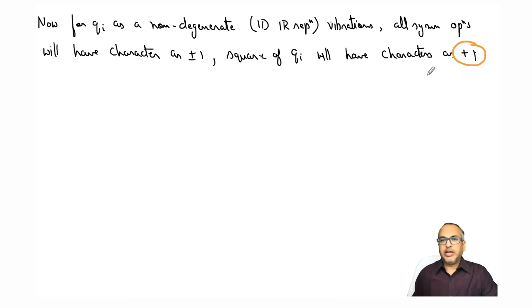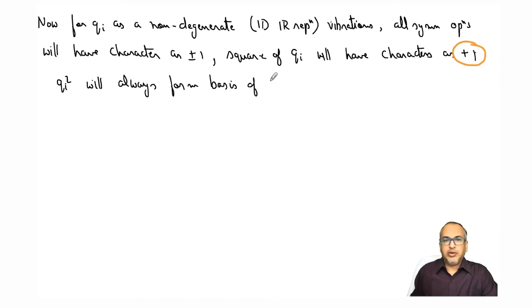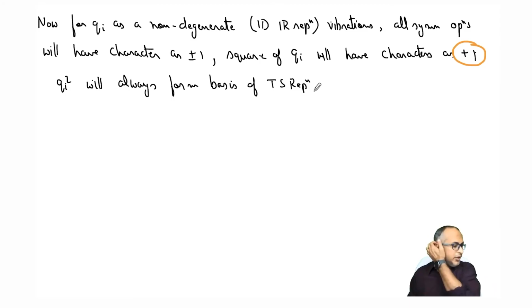So what does that mean? That means Qi square will always form basis of totally symmetric representation, right? In most cases it is A1 or A, right? So this is for a non-degenerate case. Now let us look for a degenerate case.